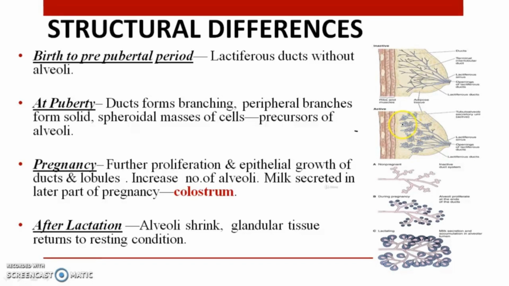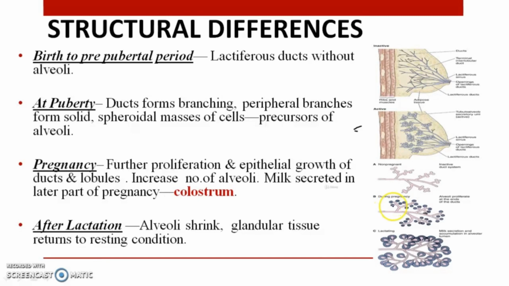So at puberty, you see a branching pattern, and at the end of the branching pattern you can make out the spheroidal masses of cells, which in later stages form the alveoli. Now coming to pregnancy. At the time of pregnancy, further proliferation of these masses will occur. This further proliferation causes the number of alveoli to increase. The increased number of alveoli will cause secretion of milk in the later part of pregnancy.